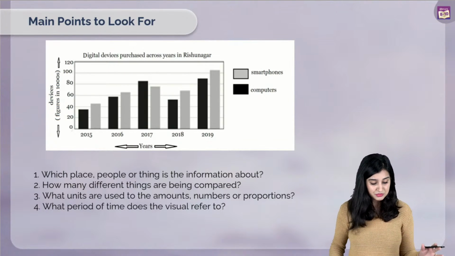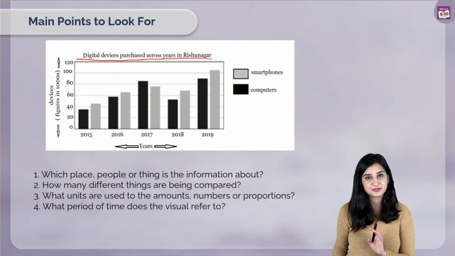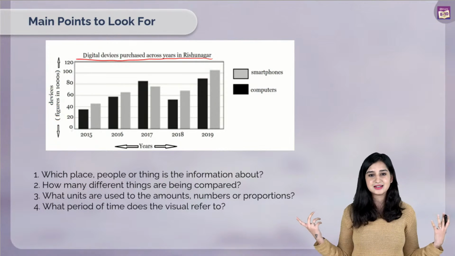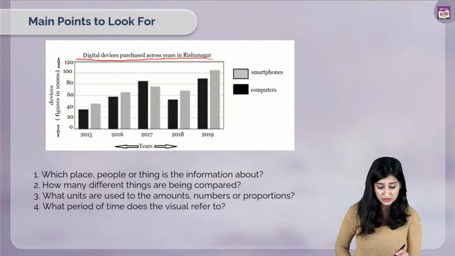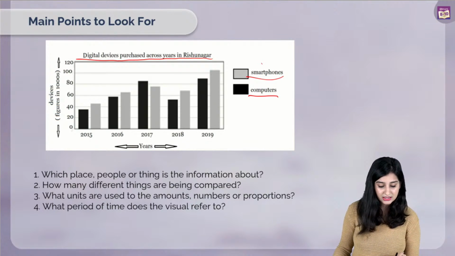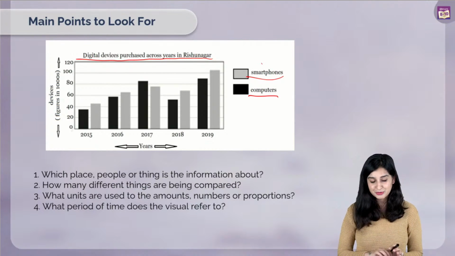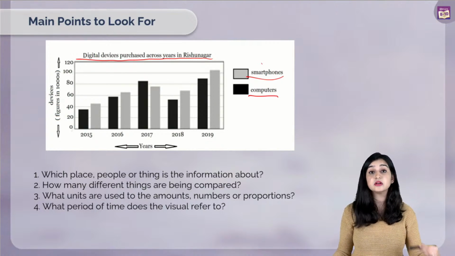You can get all of this information simply by looking at different things in the graph. Let me point you to them. Which place, people or thing the information is about, you can get from the very title of the graph, which is digital devices purchased across years in Rishinagar. So from the title you get all of this information. Then the chart talks about 2 devices, as we can see over here: smartphones and computers. And we can see from the key here that the gray bar is depicting smartphones, and the black is depicting computers. This is how many computers and smartphones were purchased.